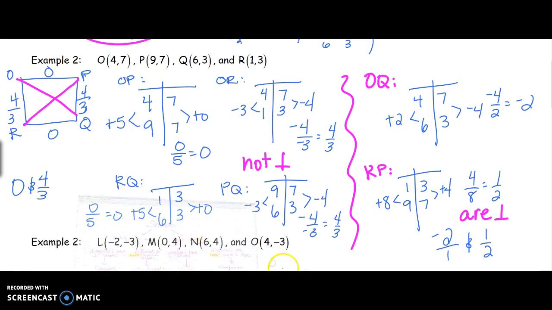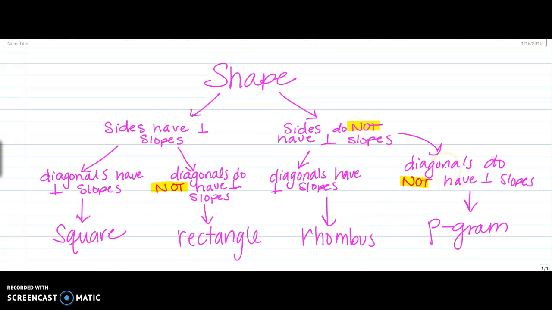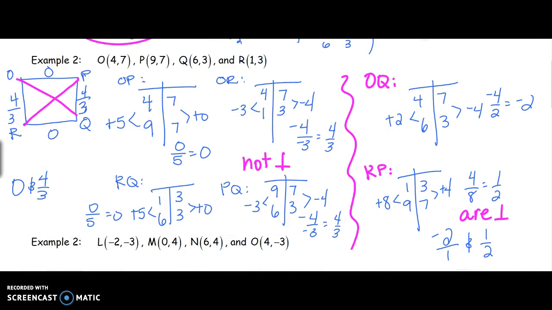So again, let's go back to our flow chart. We said in this shape, our sides do not have perpendicular slopes, but our diagonals have perpendicular slopes. So this shape is a rhombus. So let's say rhombus.